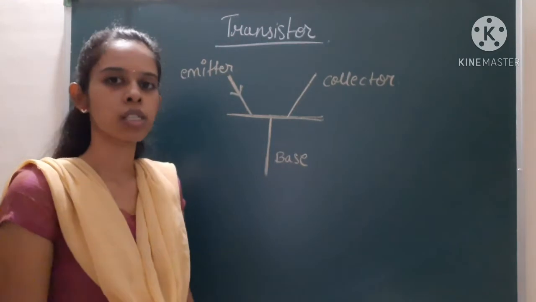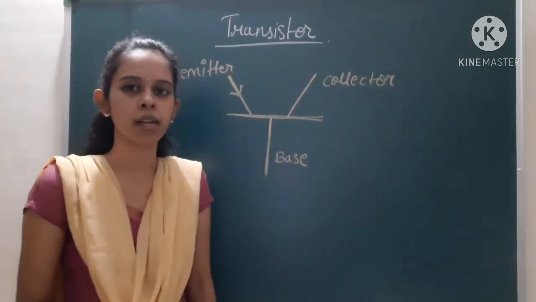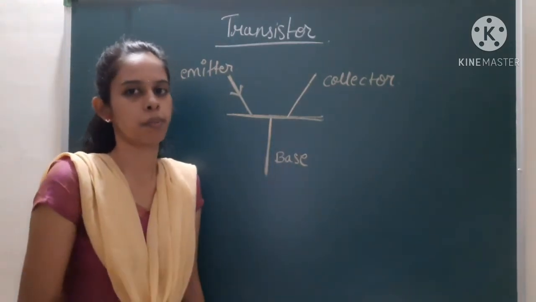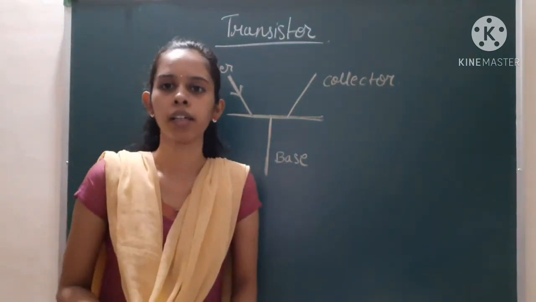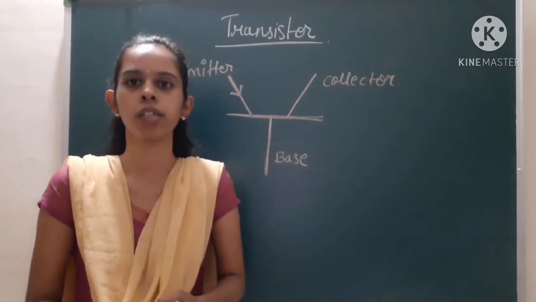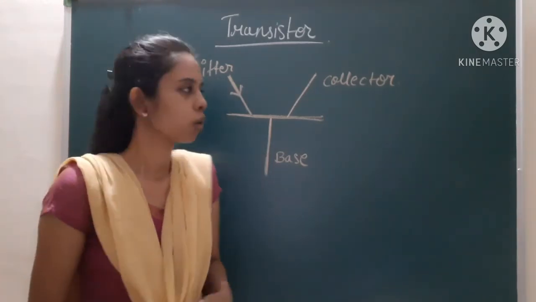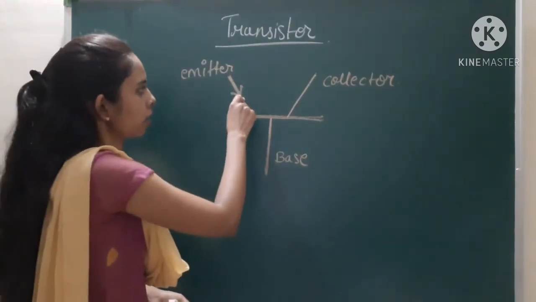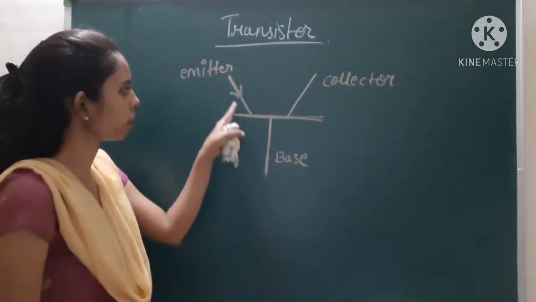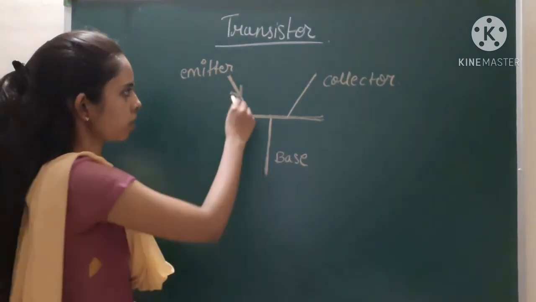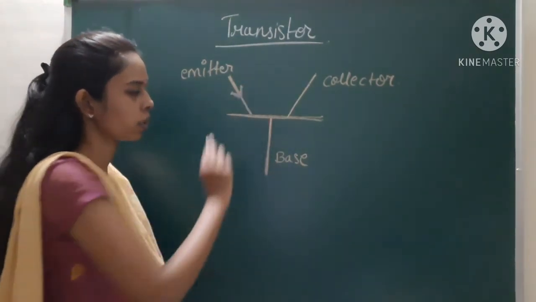Now the question is, which of these symbols is NPN and which is PNP? We already know that electric current flows from positive to negative. So here you can see this arrow will help you to recognize what type of region is here. Now this arrow is in the downward direction.